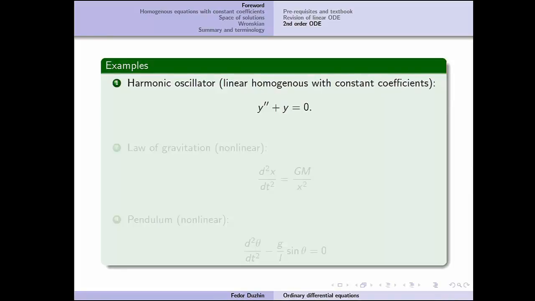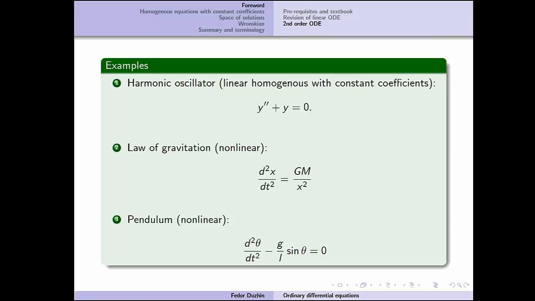So a few examples. The harmonic oscillator: that's linear, homogeneous with constant coefficients. That's the law of universal gravitation. Here x is the unknown function, so let me write that here: x of t is the unknown function. The left-hand side is the second derivative of x with respect to t, and the right-hand side, in this case, does not contain the first derivative, but still it is a second-order differential equation.